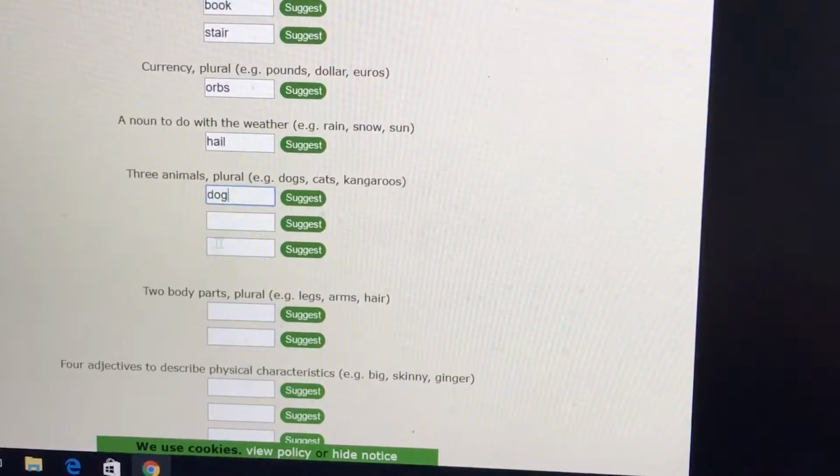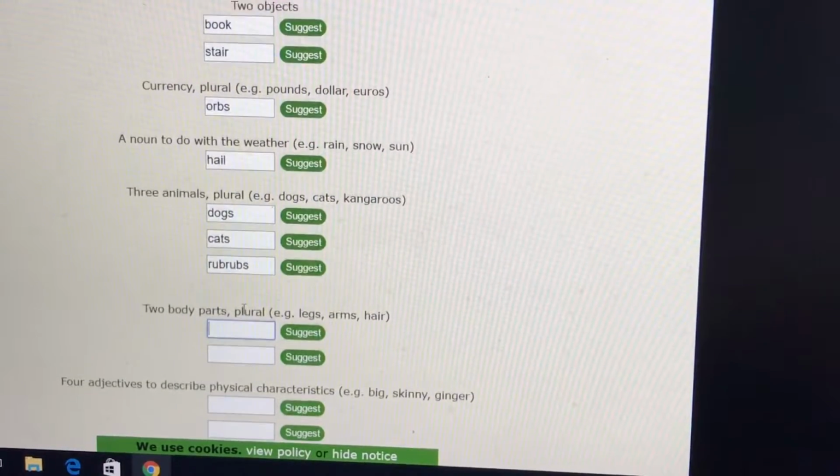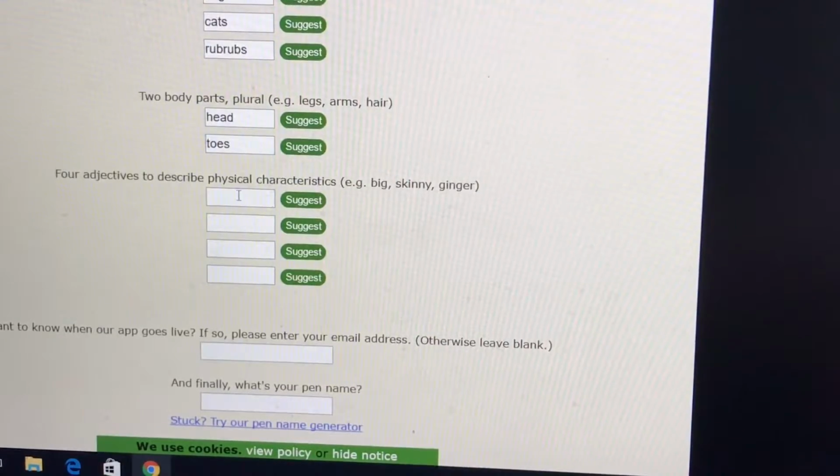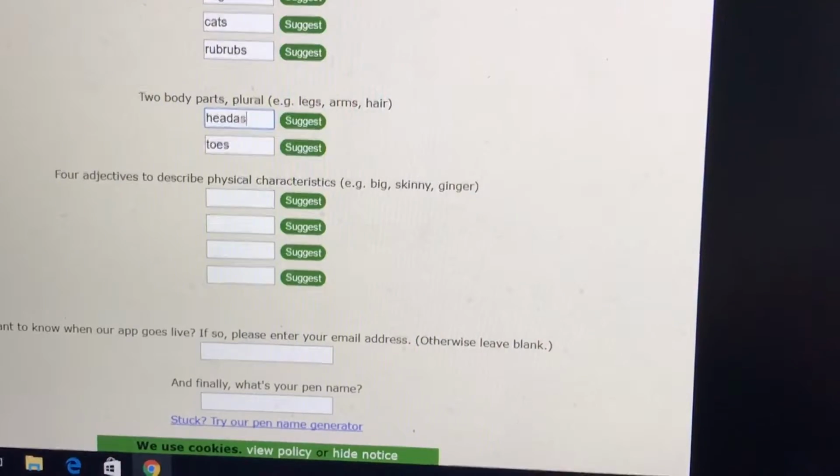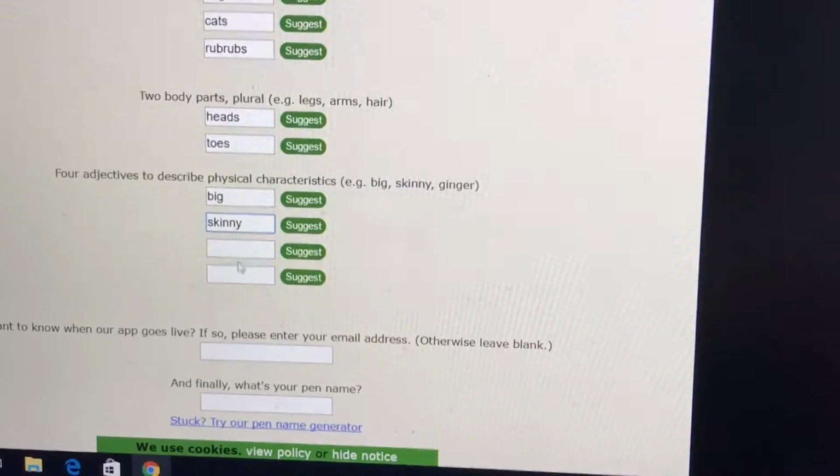Three animals: dog, cat, bear. Wait, it has to be plural. Dogs, cats, rubs. Two body parts: head and toe. Four adjectives: oh my goodness. Wait, it has to be heads. Big, skinny, short, tall, fat.